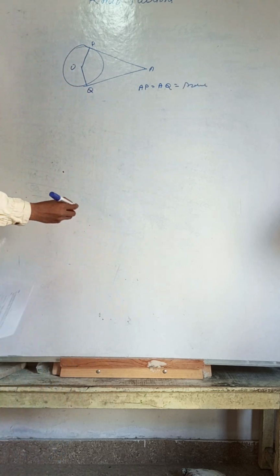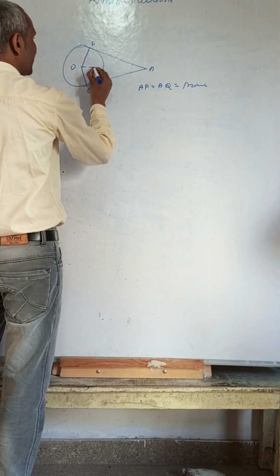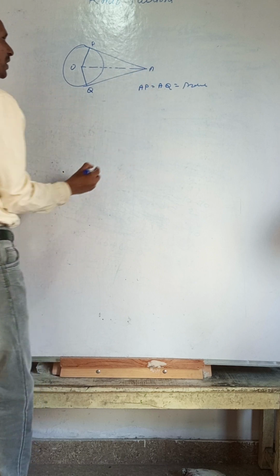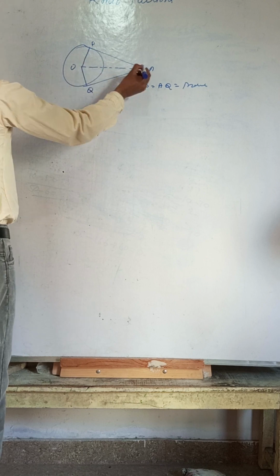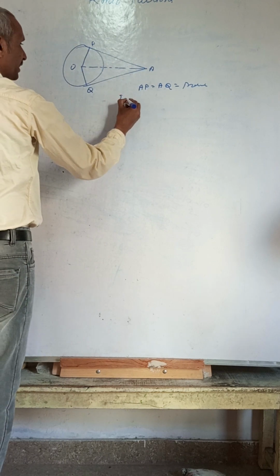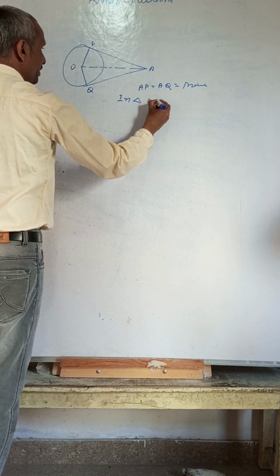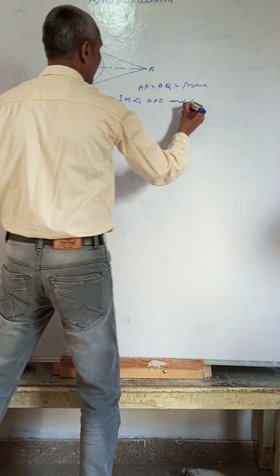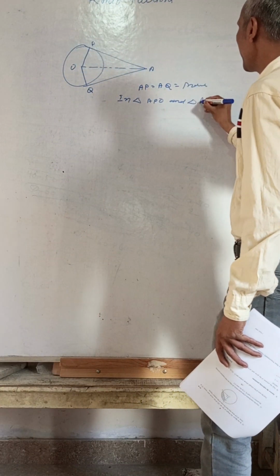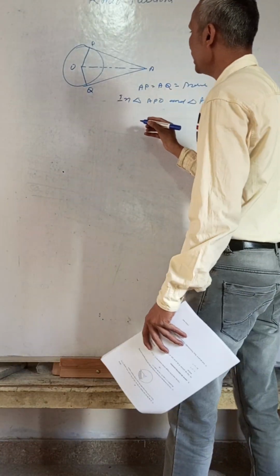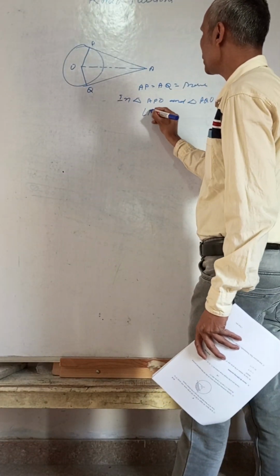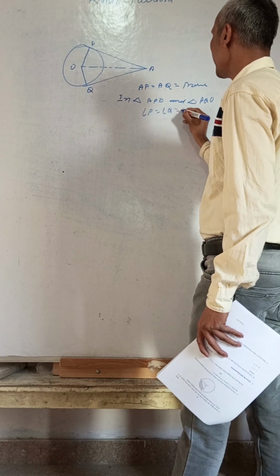How can you prove it? Draw a straight line joining O to A. Now, in right angle triangle APO and in triangle AQO, angle P is equal to angle Q, which is 90 degrees. Why?